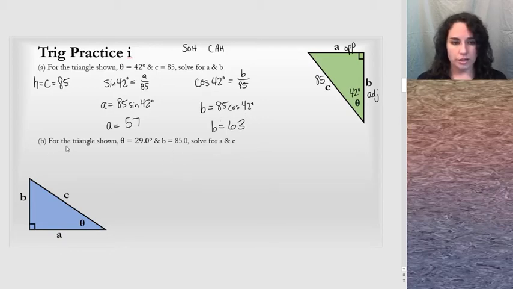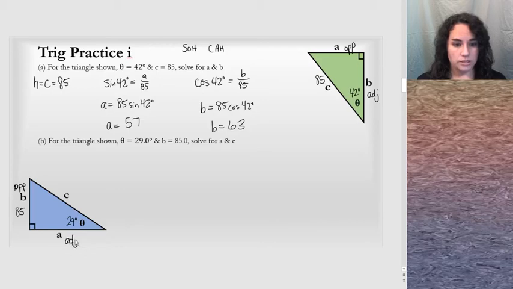Let's work on the blue triangle. For the triangle shown, theta equals 29 degrees. I'm going to put that in here, 29 degrees. B equals 85. Oh, interesting. So we're given the opposite leg. Notice when I'm looking at this equation, I'm given the 29 degrees and B is the opposite leg. Notice it's different than the previous problem where I had B be the adjacent leg. So always watch out which angle you're given, and then assign opposite and adjacent after that.